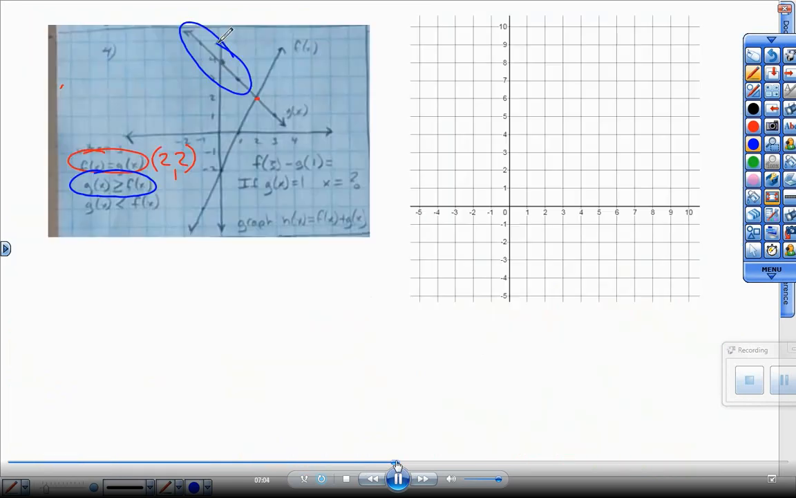Don't mix those up. Okay, for number 4, where these two are equal is where they intersect. So that would be the point 2, 2. Write it as a coordinate.